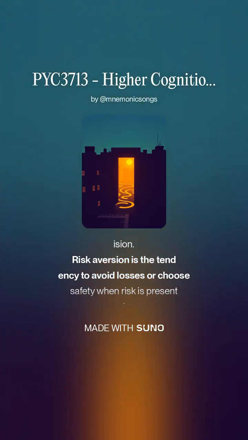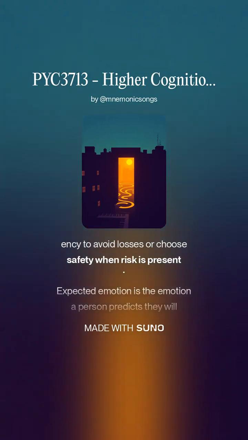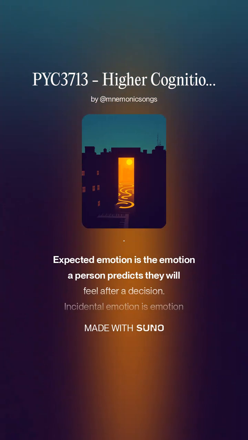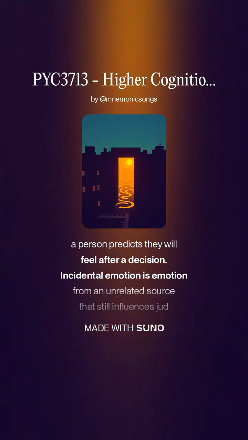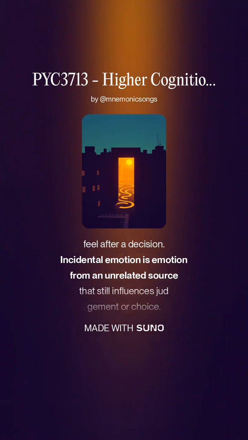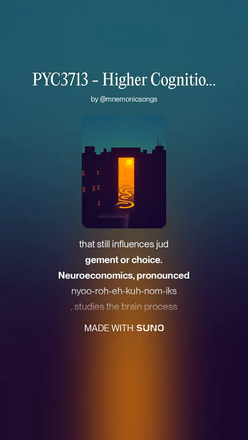Risk aversion is the tendency to avoid losses or choose safety when risk is present. Expected emotion is the emotion a person predicts they will feel after a decision. Incidental emotion is emotion from an unrelated source that still influences judgment or choice.